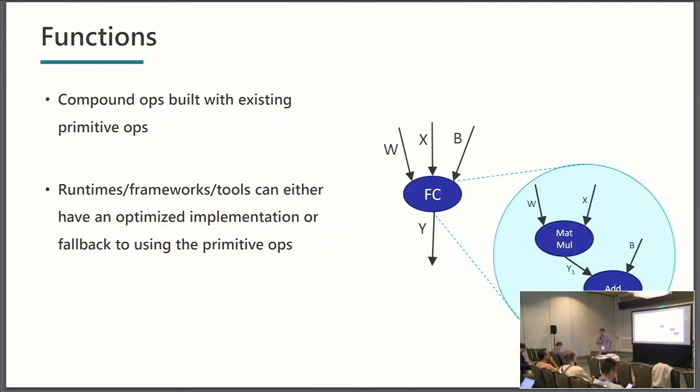ONNX also supports functions. A function is a combined op built with existing primitive ops. So a runtime framework or tool can either have an optimized implementation or fall back to using primitive ops to support function ops. On the right side, you can see a simple example. This function op can fall back to MatMul plus Add. Or the tool or framework can support this function natively.